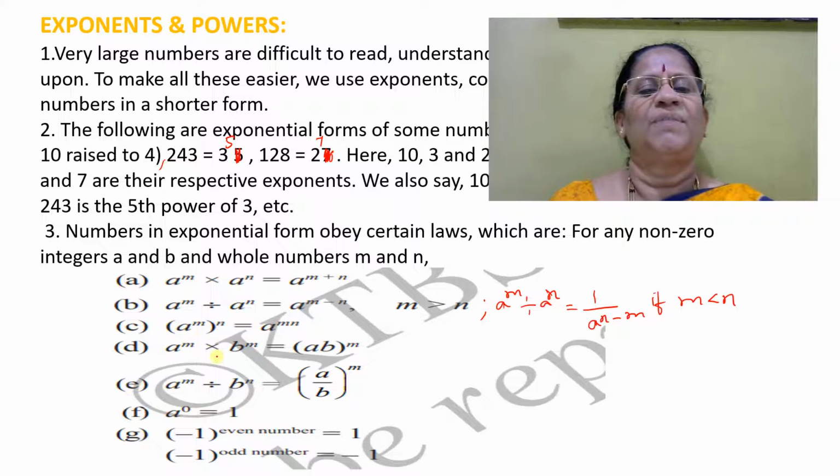a to the power m into b to the power m is equal to ab whole to the power m. a to the power m divided by b to the power m is a by b whole to the power m. And anything raised to the power 0 is always 1. Any negative integer raised to an even power is positive, and a negative integer raised to an odd power is always negative.